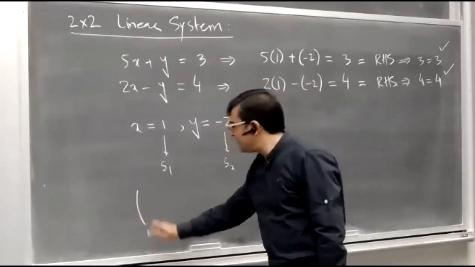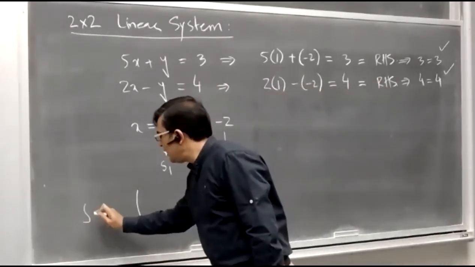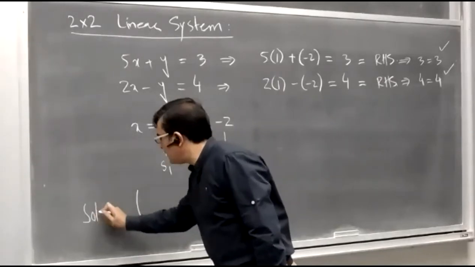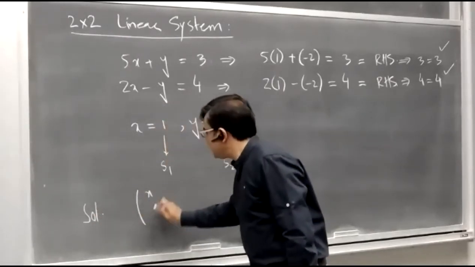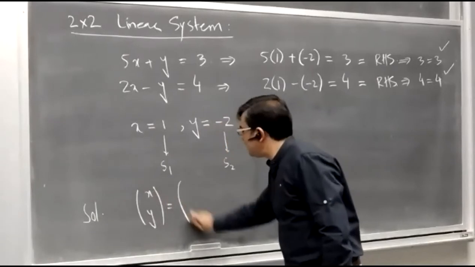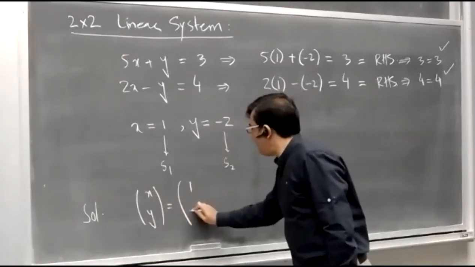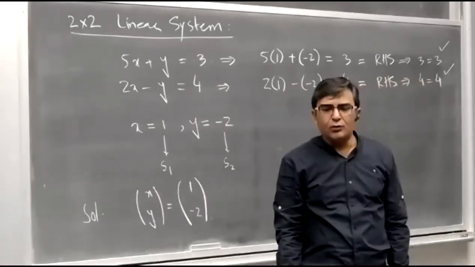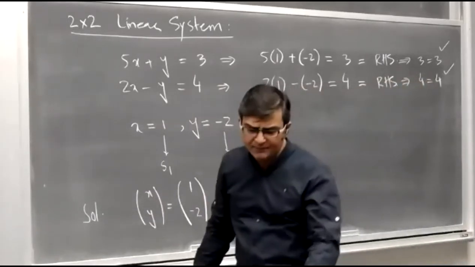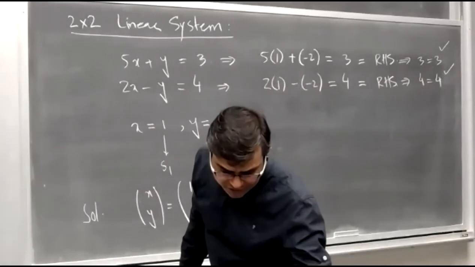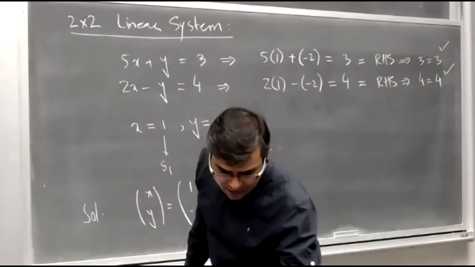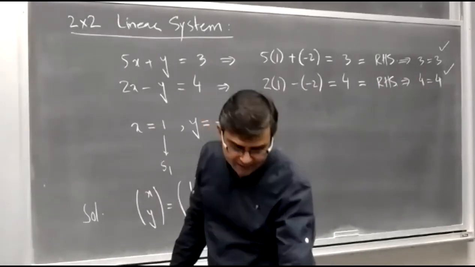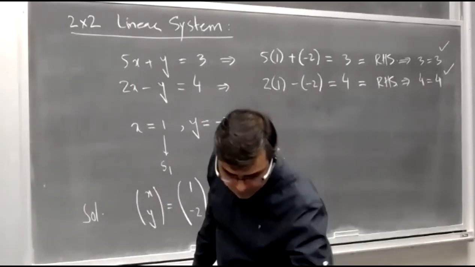So how do we write the solution? Solution is basically x, y is equal to 1, minus 2. So this is the solution of the given linear system. I hope you get it. There is another example of a 2x3 system. You can see it in my lecture slides. I hope you will get it.